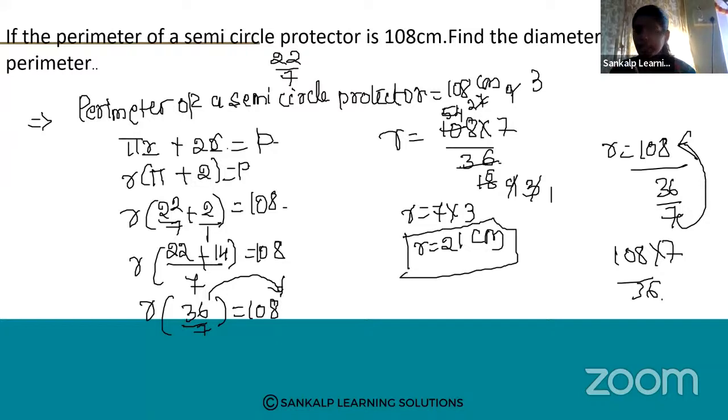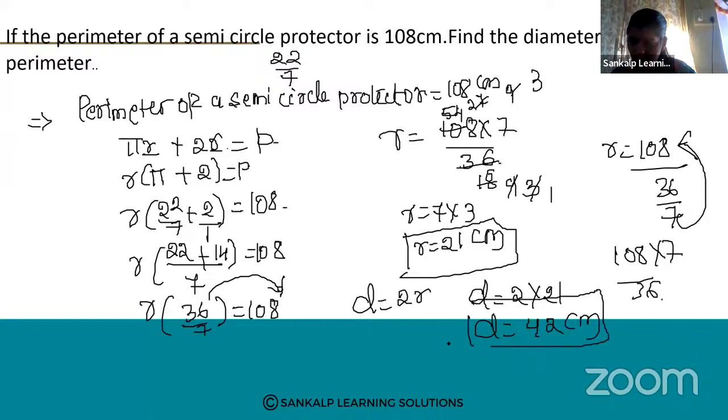But what they asked in the question is to find the diameter of the semicircle protractor. So diameter means what? D is equal to 2R. We know diameter is 2 times the radius. So D is equal to 2R. So R value is 21. Therefore D is equal to 2 into 21. D is equal to 42. So this is 42 centimeter. This is the diameter of the semicircle protector.